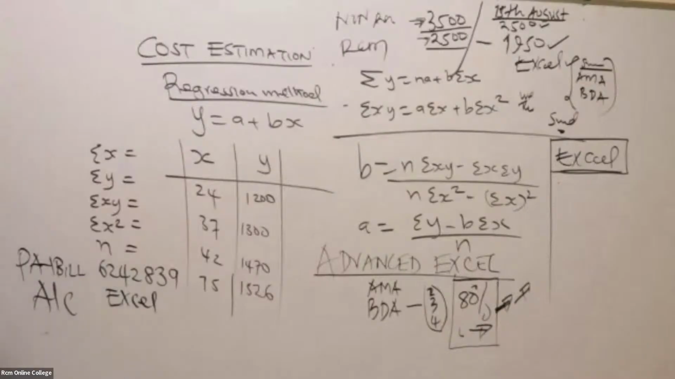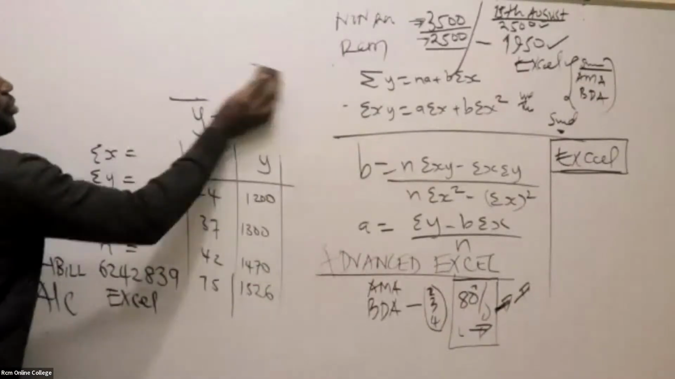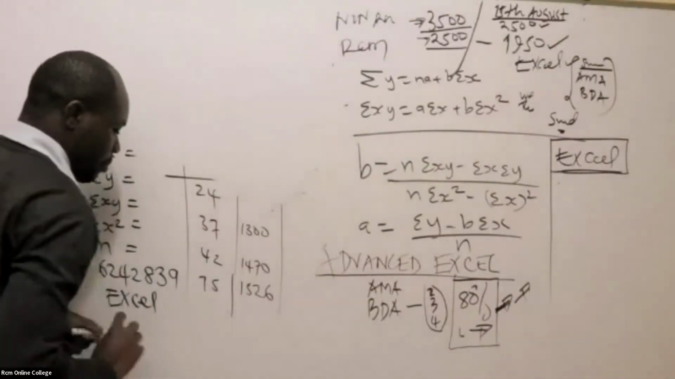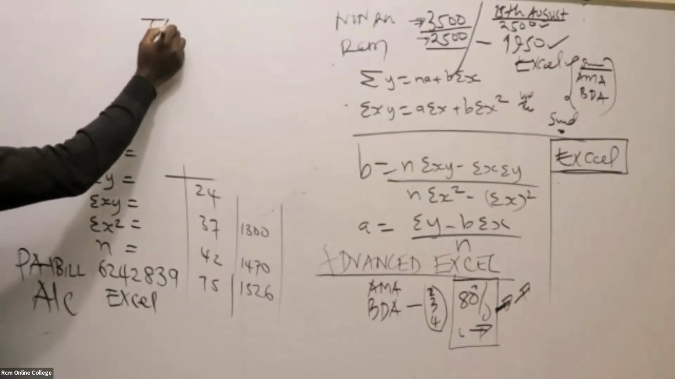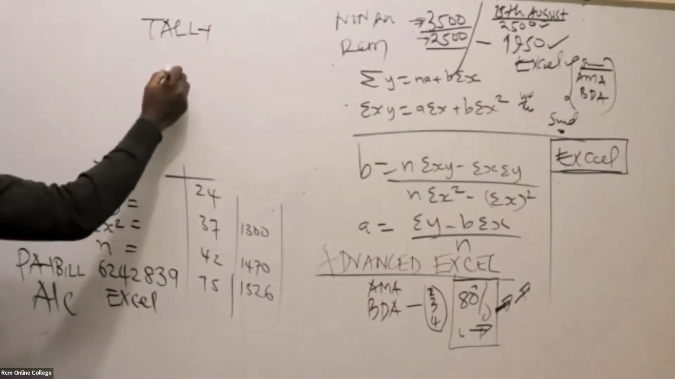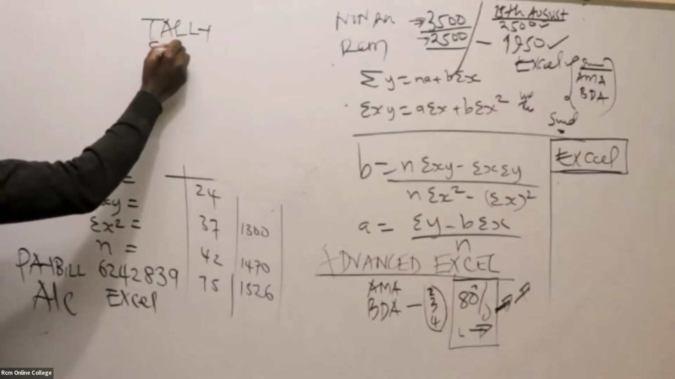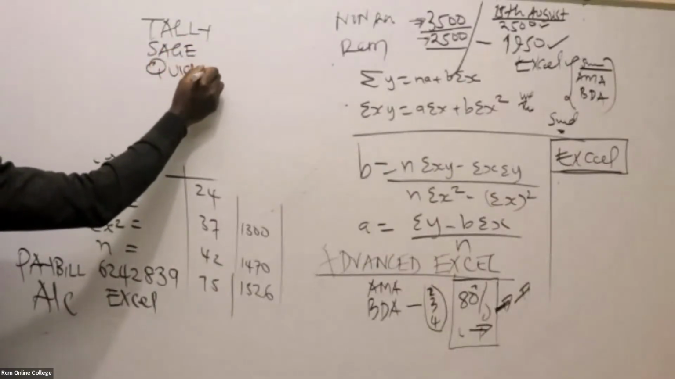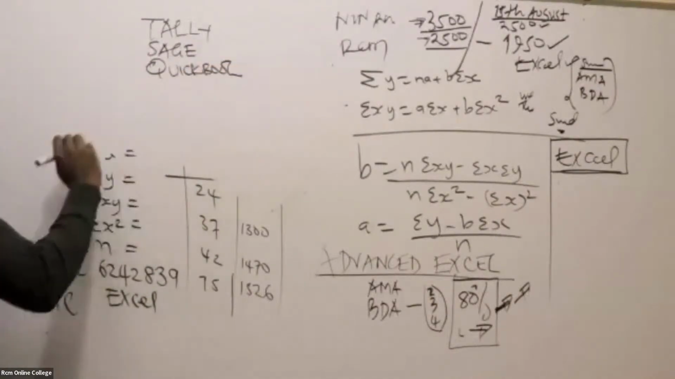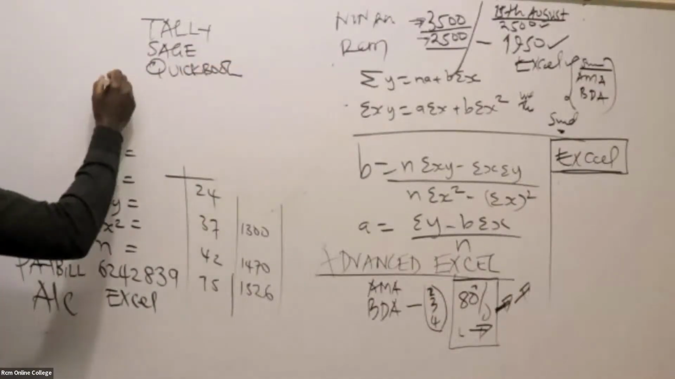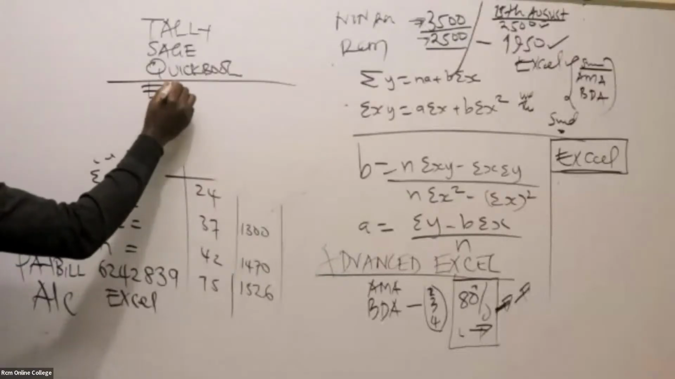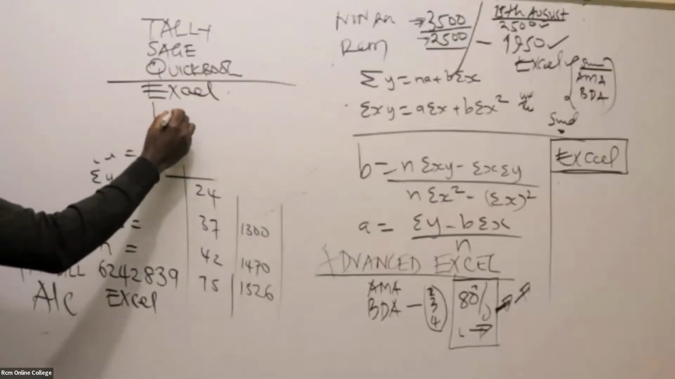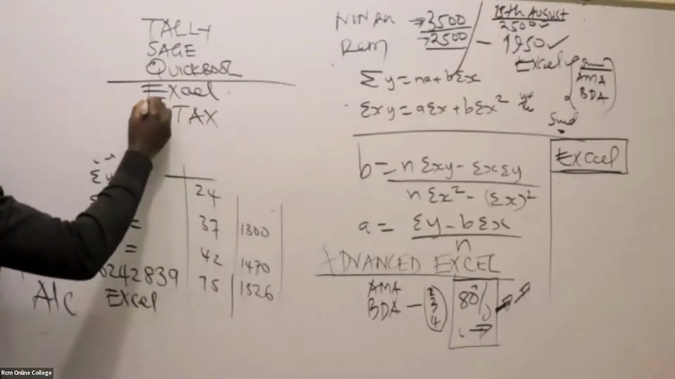And of course, it is not only Excel. You want to know how to generate reports in accounting packages. That is Tally, right? That is Sage. That is QuickBooks, right? Those are accounting packages. Then you now come to Excel. Once you have the Excel knowledge, you are able to navigate. Of course, we'll also be taught something with iTax.